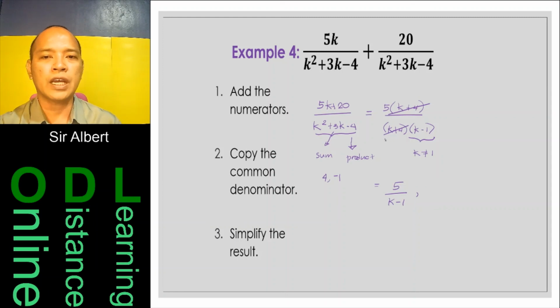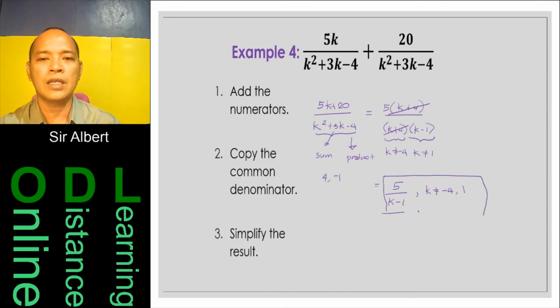If we also take a look at this factor here, this would also imply that k should not be equal to negative 4. Therefore, our restriction is that k should not be equal to negative 4 or positive 1. This then is going to be our final simplified form.